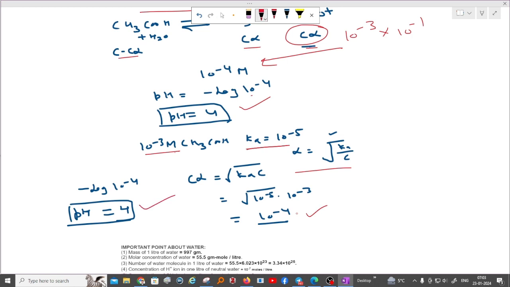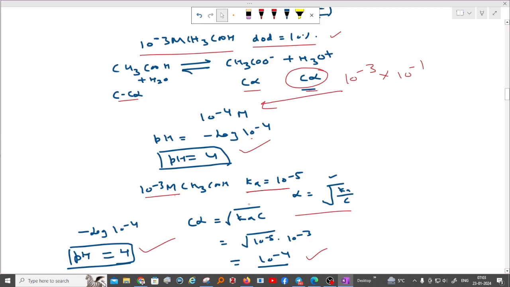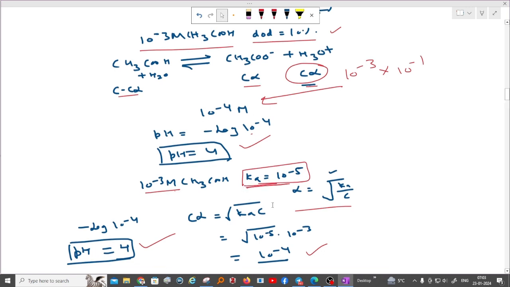So in this way, for a weak acid, they can either give the degree of dissociation, or they can give the value of Ka, and accordingly you can calculate the pH.